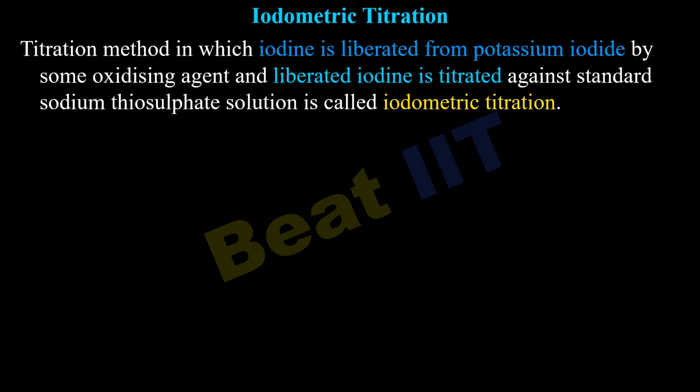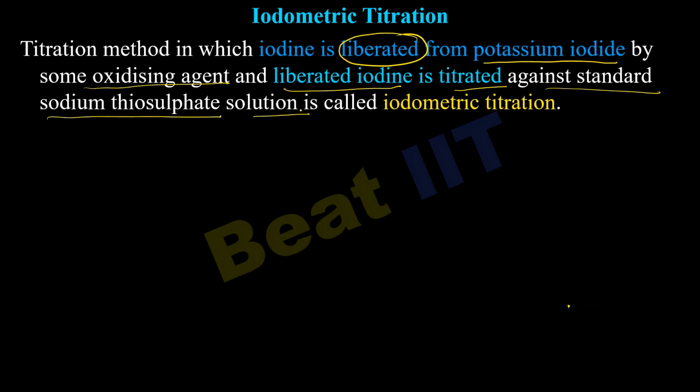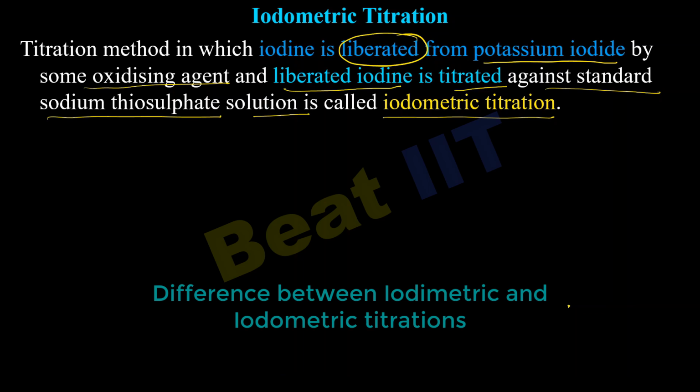A titration method in which iodine is liberated from potassium iodide by some oxidizing agent, and this liberated iodine is titrated against standard sodium thiosulfate solution, is called iodometric titration. What is the major difference? There are two major differences which you should remember.